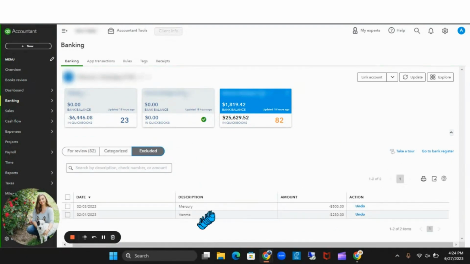And there are 2 items sitting in here. And these are actually accurate. I went through these and made sure that these were accurate. At least the Venmo one is. I'm not sure about the Mercury one. I'll have to double check that.